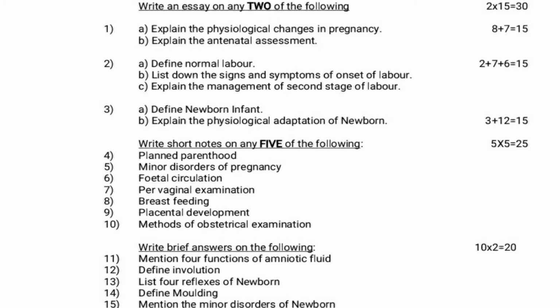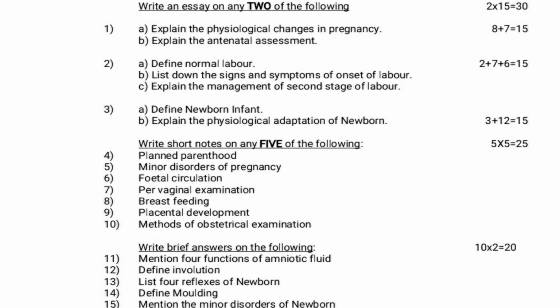Second question, 2A, define normal labor, which is for 2 marks. 2B, list down the signs and symptoms of onset of labor, 7 marks. 2C, explain the management of second stage of labor, which is for 6 marks. 2 plus 7 plus 6, 15 marks.